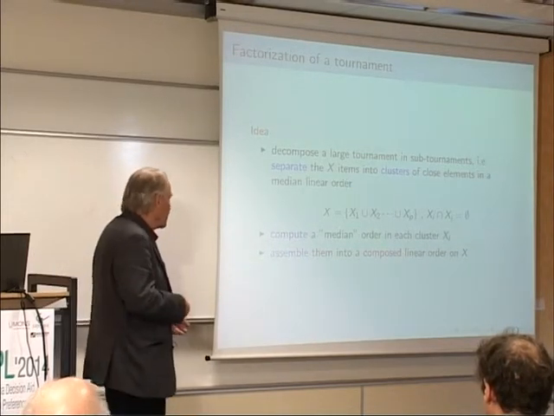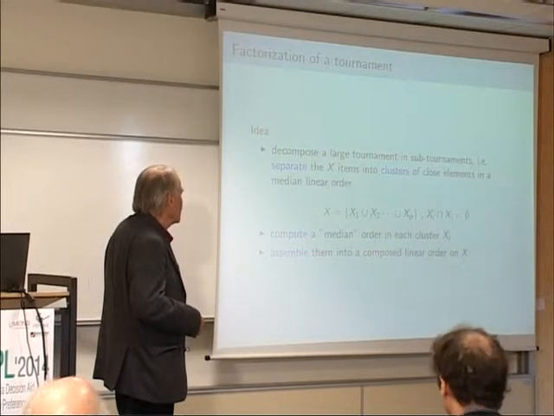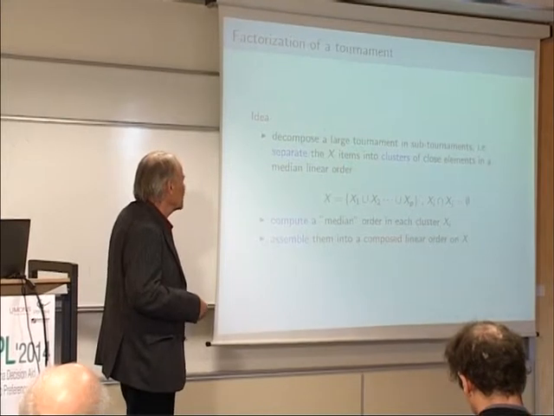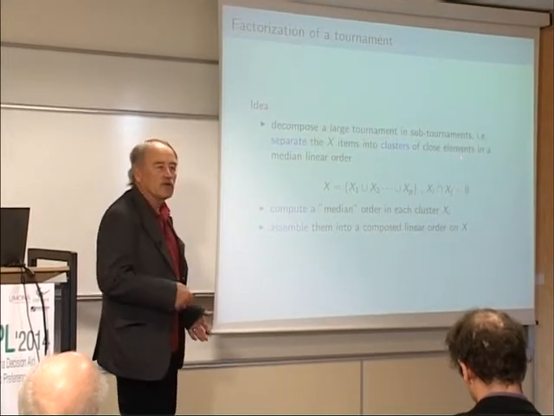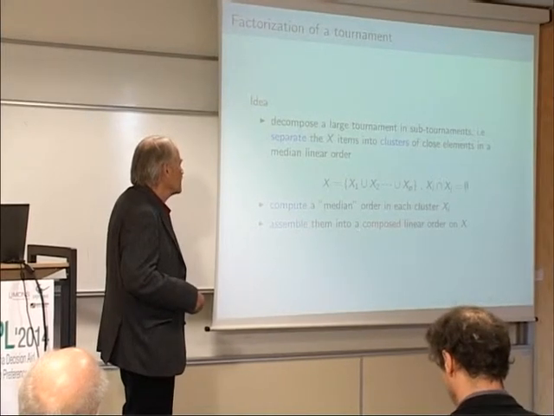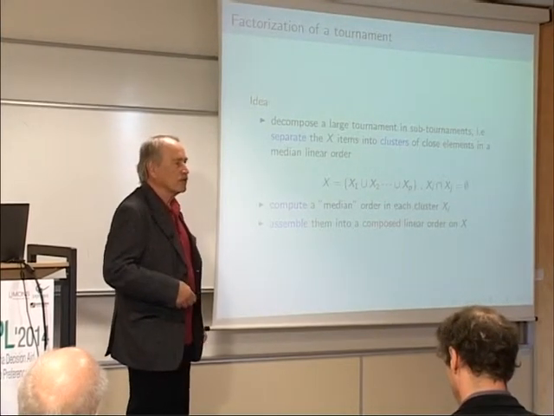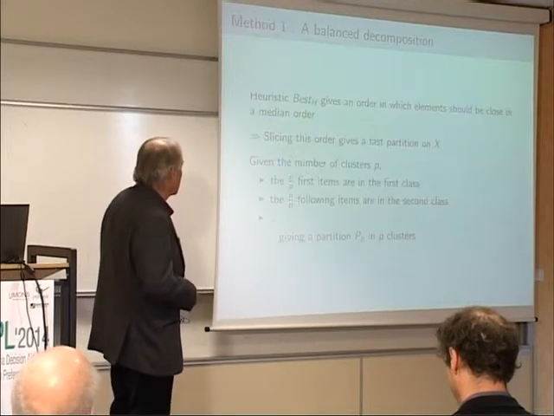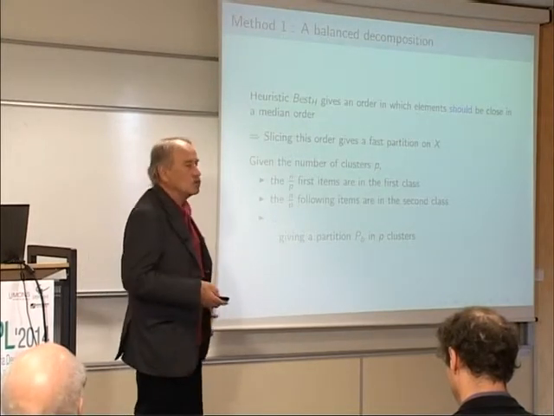And doing so, you can compute a median order or a good approximation, because the number of elements is smaller, and at the end, assemble them into a composed linear order. So this is the idea of a decomposition method. Okay, how to do that?